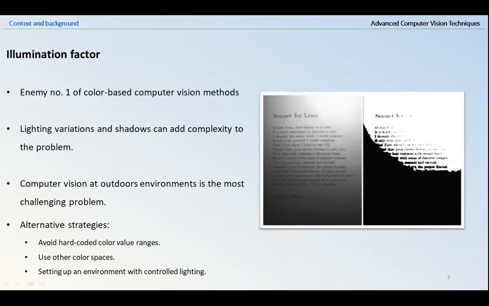So some brief advice to deal with that: avoid using hard-coded color values, try to use other color spaces that can work better, or I would recommend setting up a controlled environment with controlled lighting and everything controlled if it's possible.